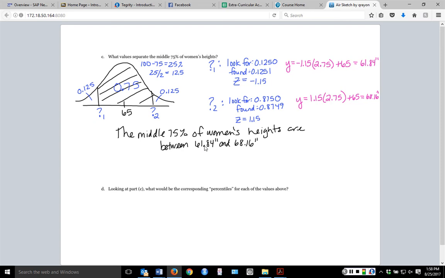And then finally, just to make sure we had understood percentiles, I wanted to figure out actually what percentiles these are. So let's figure out that 61.84, what percentile was that? Remember, I told you how much is below it. So how much is below this value? 0.0125. So then that's going to lead me to the 12.5 percentile, because we multiply it by 100 here.